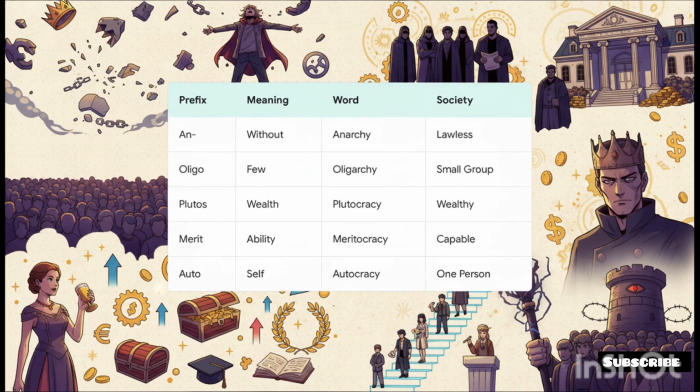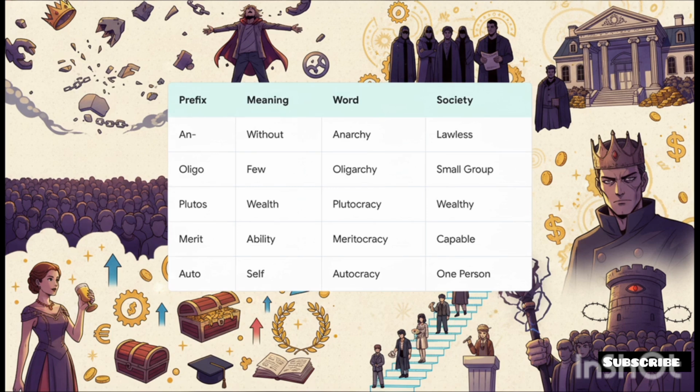Let's walk through this and see the different types of societies this one little root can create. If we add the prefix an, meaning without, we get anarchy. That's a chaotic state of lawlessness with zero government, arajakata. What if we add oligo, meaning few? Well, then we find ourselves in an oligarchy, a government run by just a tiny, small group of powerful people. Now add plutos for wealth, and suddenly you're in the glittering, highly exclusive mansions of a plutocracy, where only the ultra-wealthy class governs.